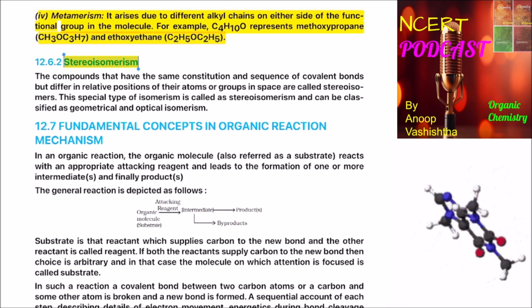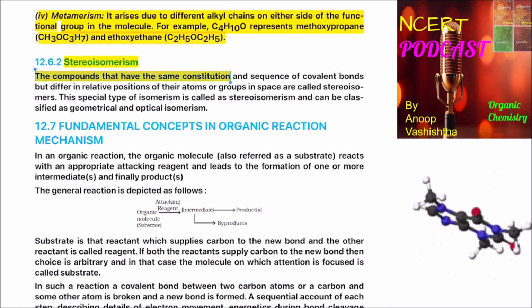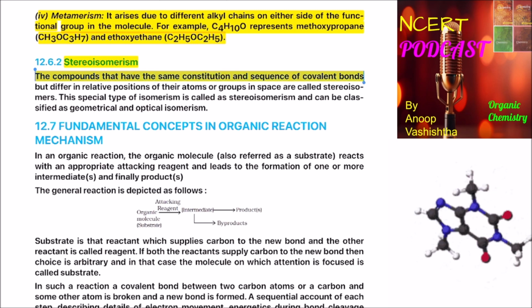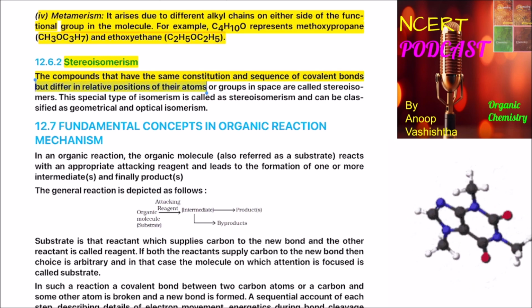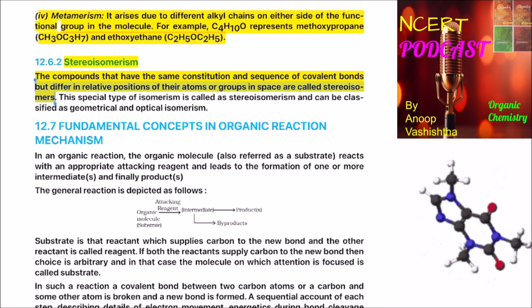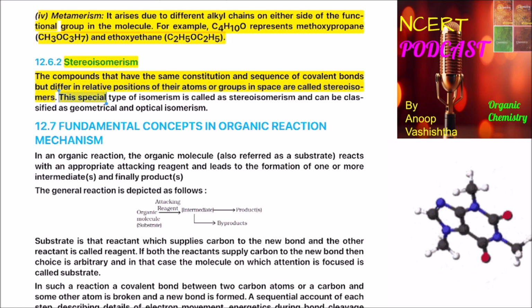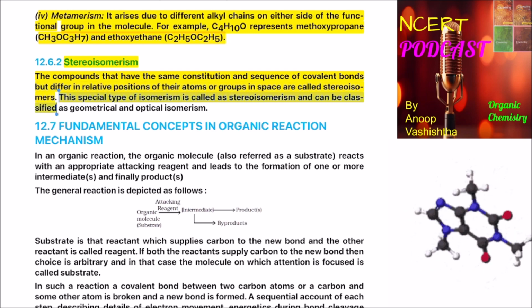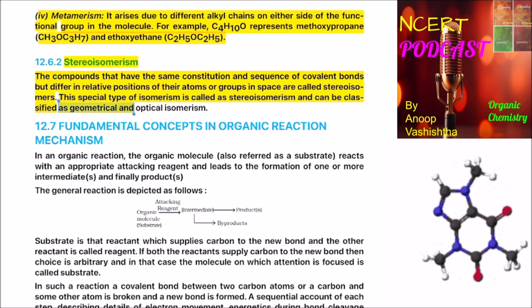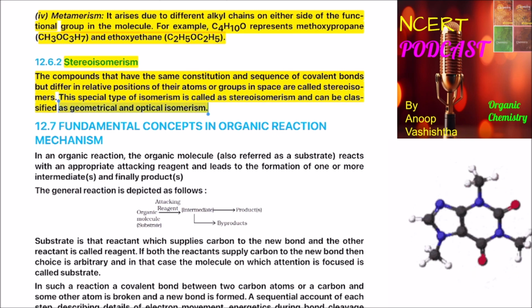Stereoisomerism. The compounds that have the same constitution and sequence of covalent bonds but differ in relative positions of their atoms or groups in space are called stereoisomers. This special type of isomerism is called stereoisomerism and can be classified as geometrical and optical isomerism.